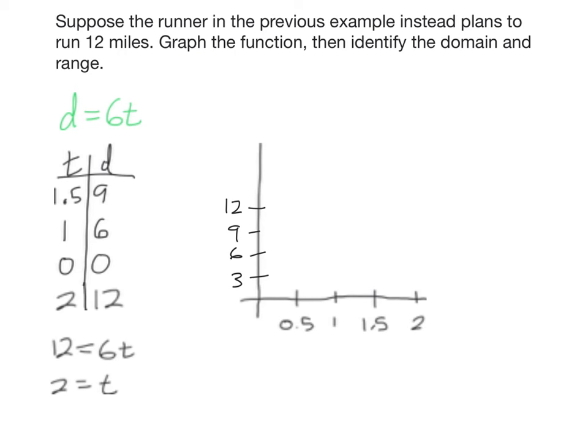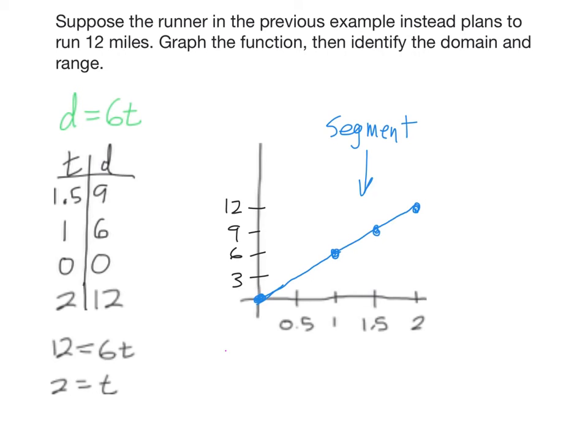Now, the points that we had earlier are still going to be there. We still have 0, 0. We still have 1, 6. And we have 1.5, 9. And then now, though, we have 2, 12 also. So once again, this is a linear equation, and we have a straight line, except this isn't a line, this is, remember, a segment, because it has a beginning and an end.